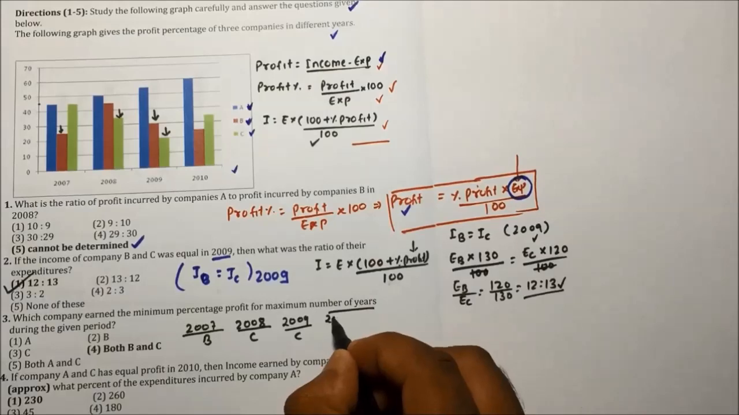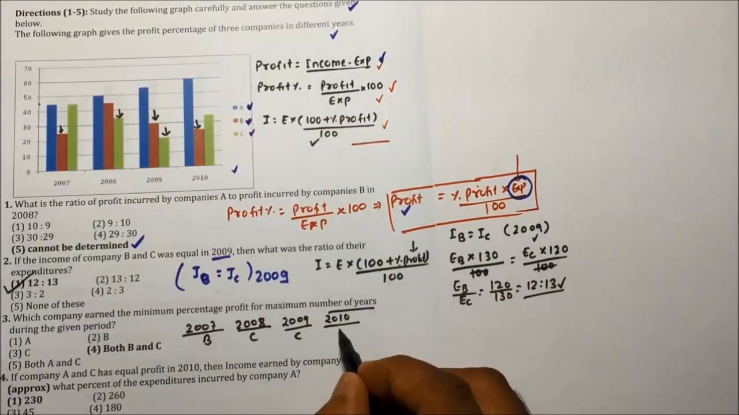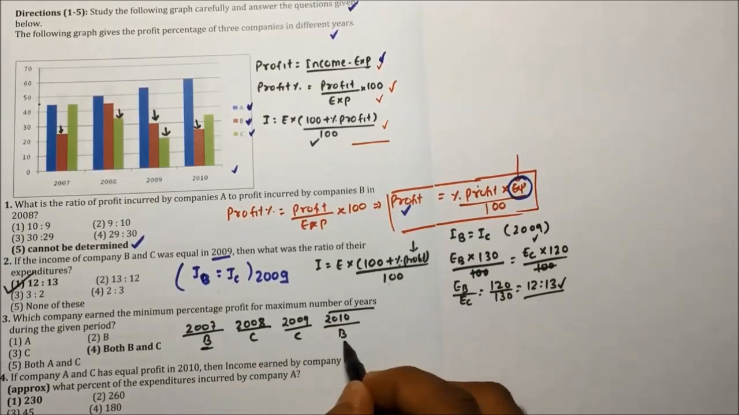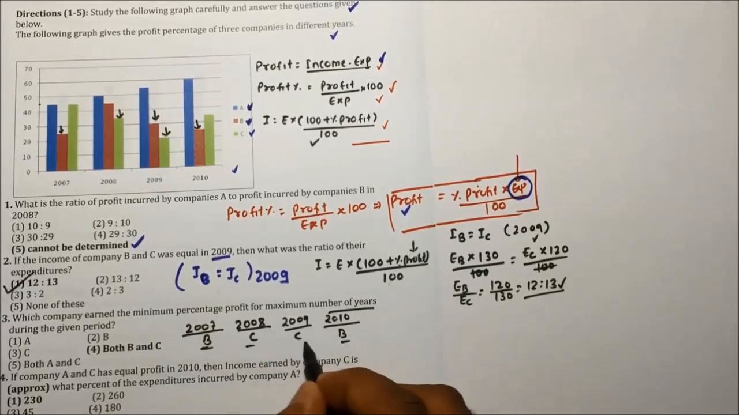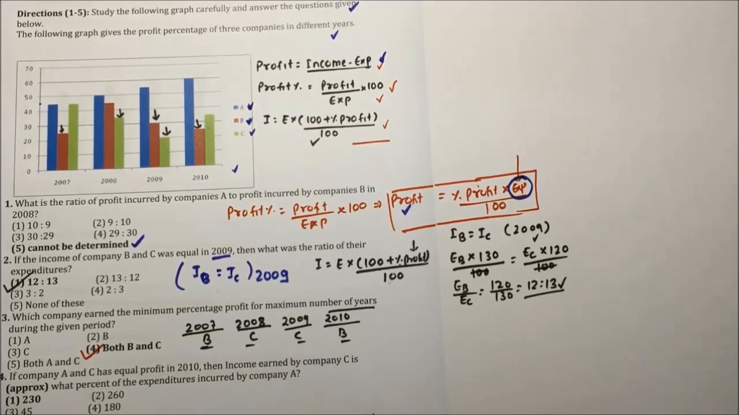That is C. And if we talk about 2010, who has earned the minimum profit percentage? That is B. So you can see for 2 years B is getting the minimum percentage and for 2 years C is getting the minimum percentage. So the answer for question number 3 will be both B and C are getting minimum percentage profit for the maximum number of years, right? I hope you have understood question number 3 also. Now question number 4 is a very important question and a little tricky. So let's try to solve question number 4 here.